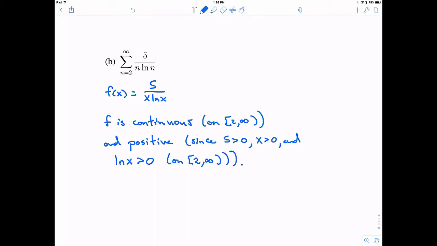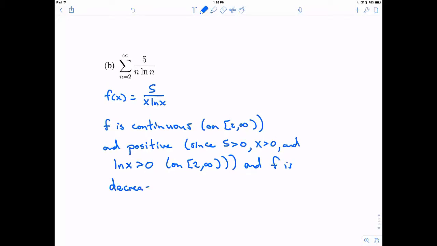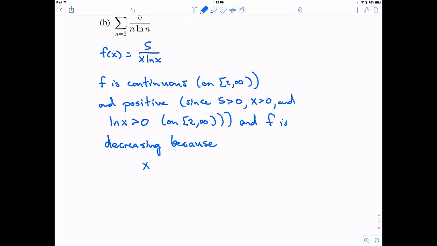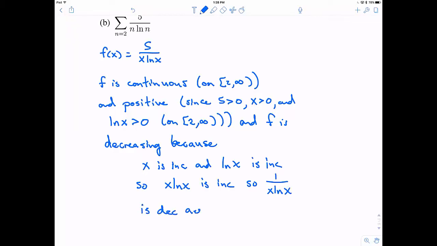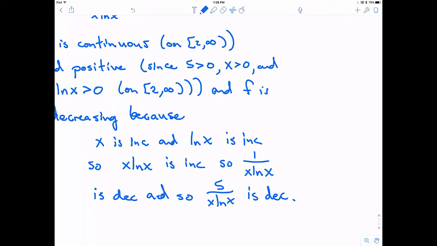Okay, and then finally, I would like to show that this thing is decreasing. So why would our function be decreasing? Well, we know first of all that x is an increasing function. We also know that the natural log of x is an increasing function. So if you multiply two increasing functions together, it would stay increasing. Now how about if you take the reciprocal of that? Well, that's going to be decreasing. And then finally, if you multiply by a positive constant, it stays decreasing. So our function 5 divided by x natural log x is decreasing.